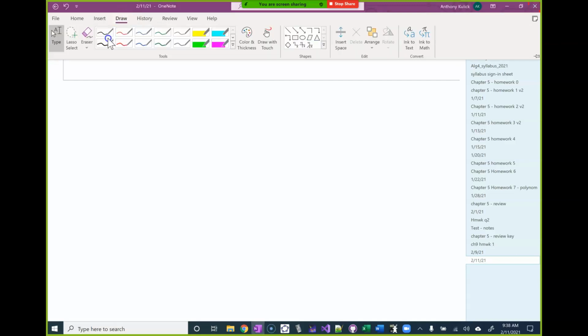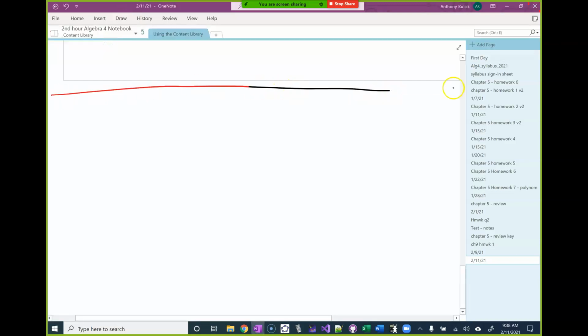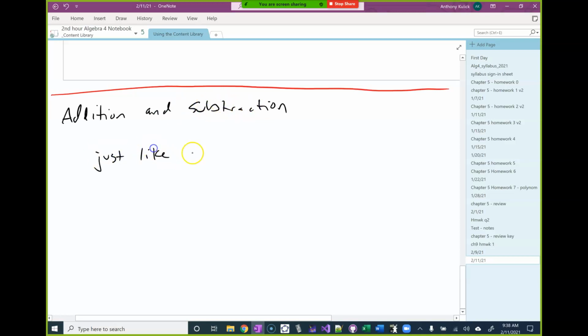So today we're going to be talking about adding and subtracting. Adding and subtracting rational expressions is just like adding and subtracting fractions. So let's get back in our time machine, back to elementary and middle school.